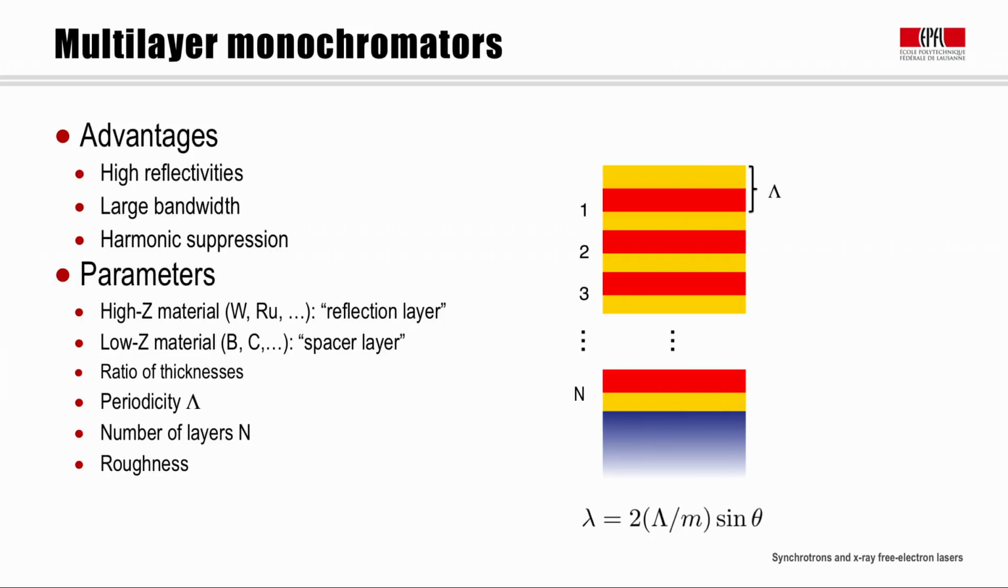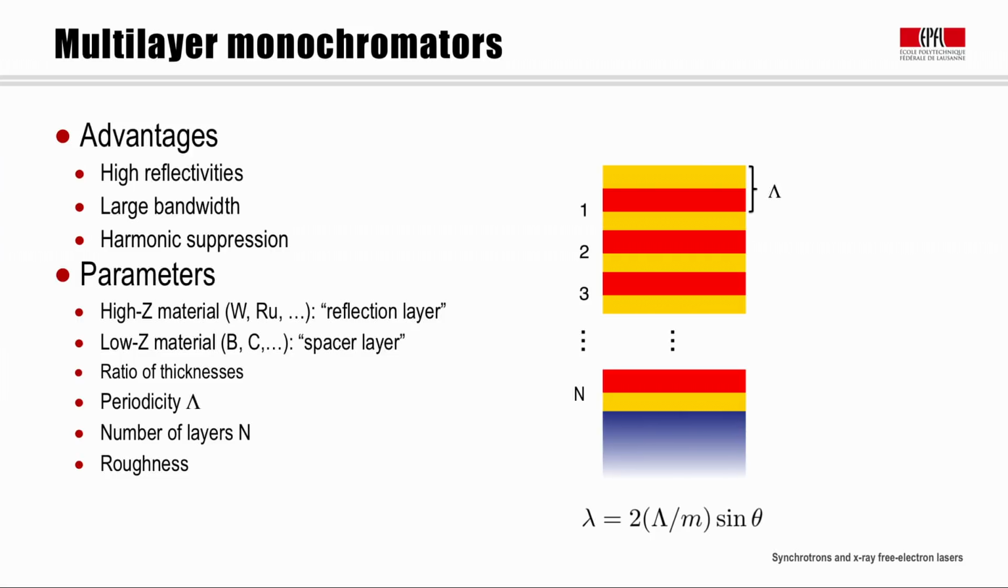Two thick layers means that the X-rays can't penetrate deep enough into the multilayer, while two thin layers reduces the reflected intensity. A common ratio of thicknesses is 0.4 to 0.6 heavy to light, though this can vary depending on the applications.